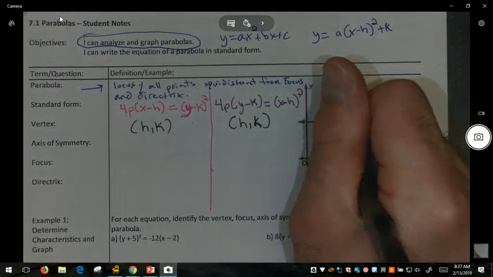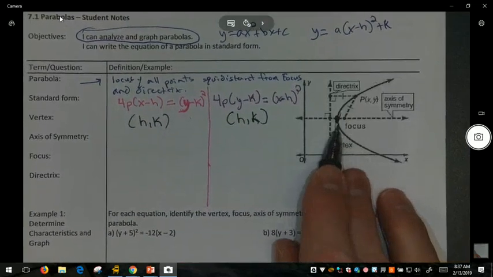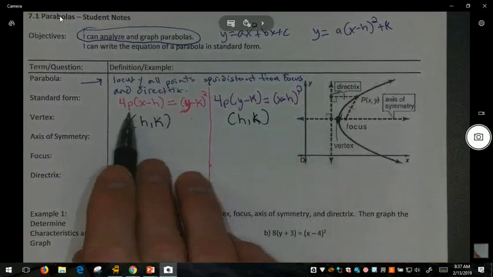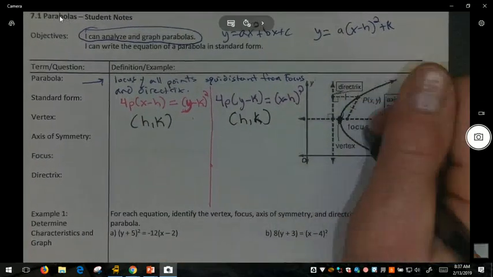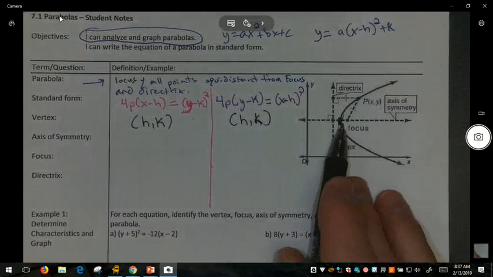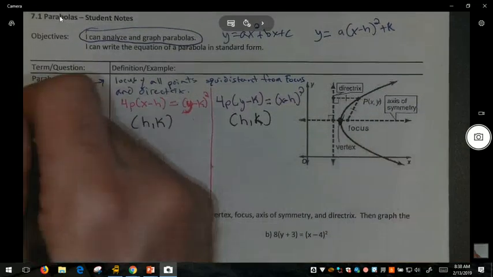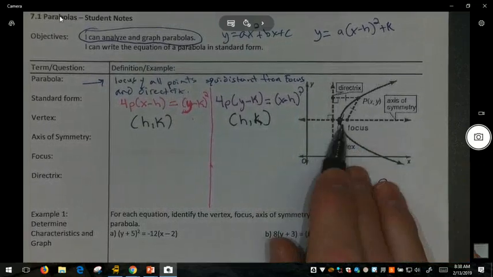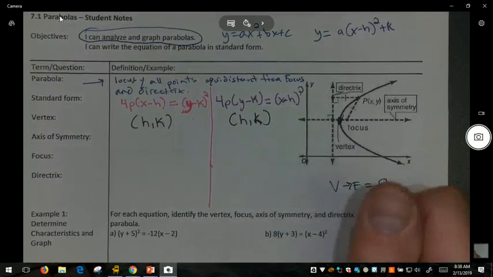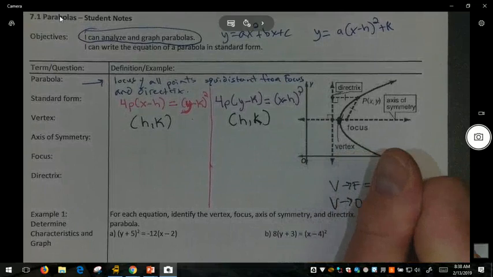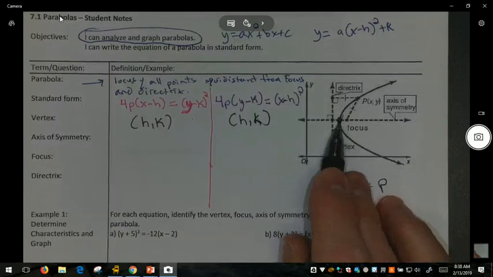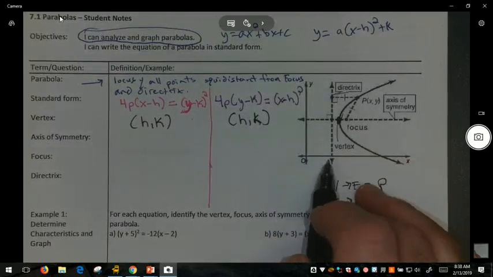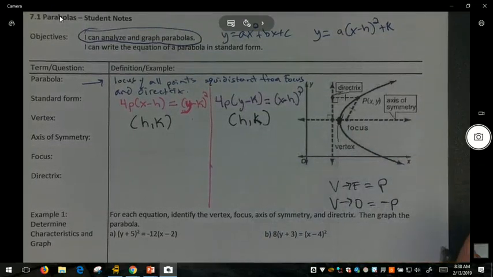Right here, here's our vertex, our h comma k. Now what is p, you may ask? You see p in this formula. p is the distance from the vertex to the focus. Vertex to focus is the distance of p, and vertex to directrix is the opposite of p. So the distance from here to the focus and the distance from here to this dashed line called the directrix, that's a distance of p.